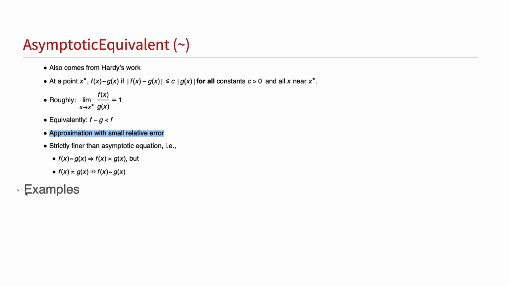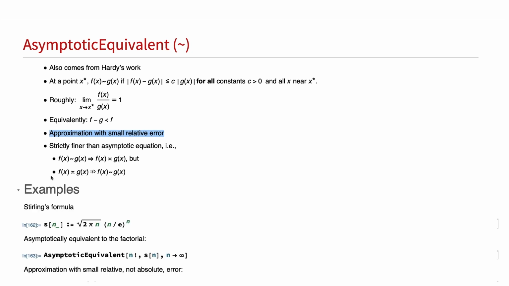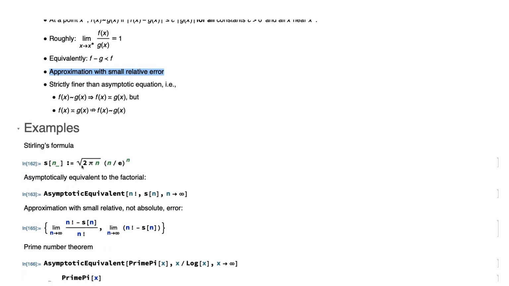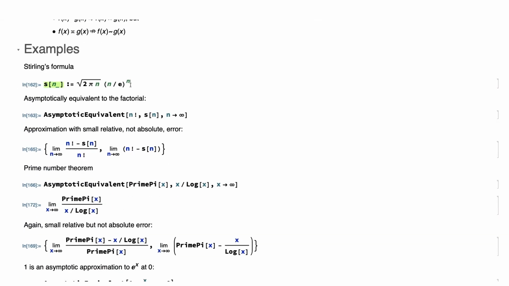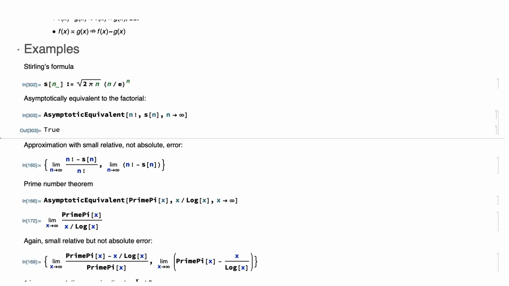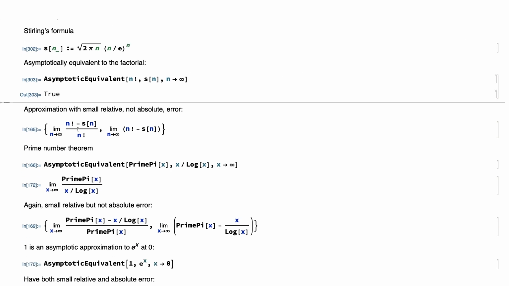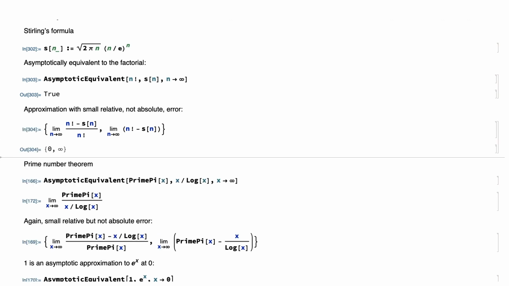And roughly, the intuitive notion here is that you're making an approximation with small relative error. Asymptotic equivalence is a stronger condition. It's a finer condition than asymptotic equality. So if you're asymptotically equivalent, then you're also asymptotically equal. They're both equivalence relations. But on the other hand, being asymptotically equal does not mean you're asymptotically equivalent. We saw that already. X to the fifth and 5x to the fifth are asymptotically equal, but their ratio most certainly doesn't get close to 1.